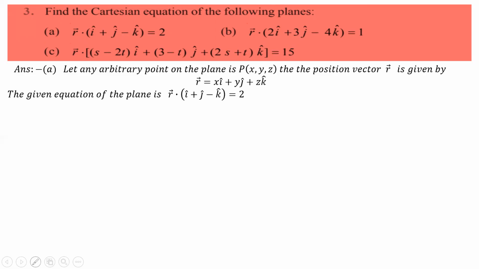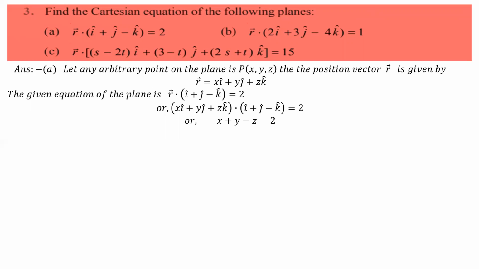What is the equation given? Vector r dot product with i cap plus j cap minus k cap equals 2. So in the place of r, write down the vector r and let us find the dot product, that is a1 a2 plus b1 b2 plus c1 c2 equals 2. That means x into 1, that is x, y into 1, that is y, and z into minus 1, that is minus z, equals 2. So the Cartesian equation of the plane is x plus y minus z equals 2.